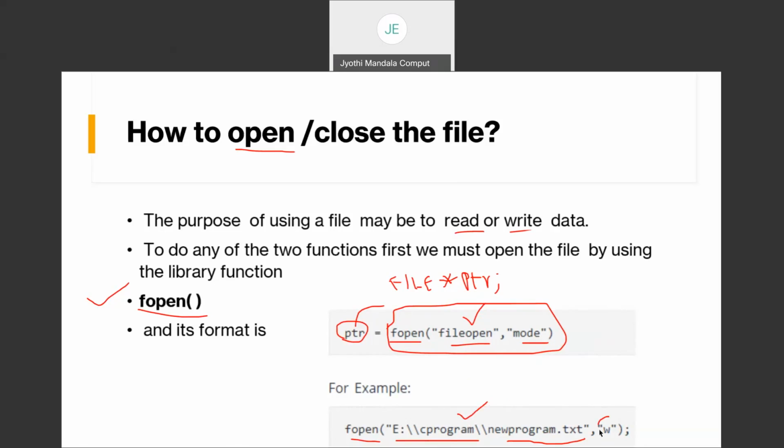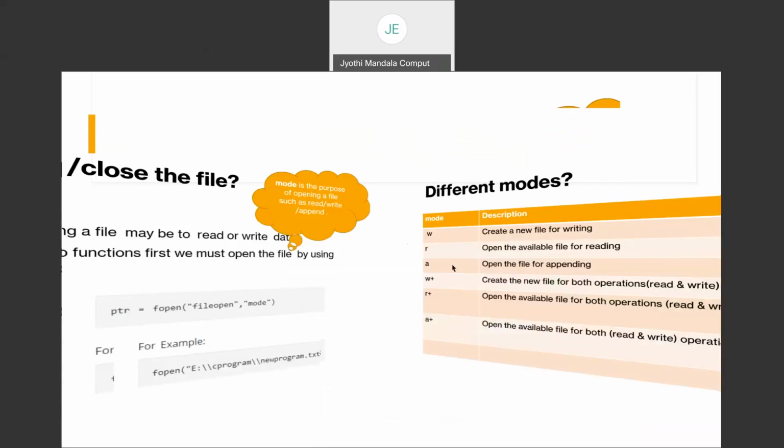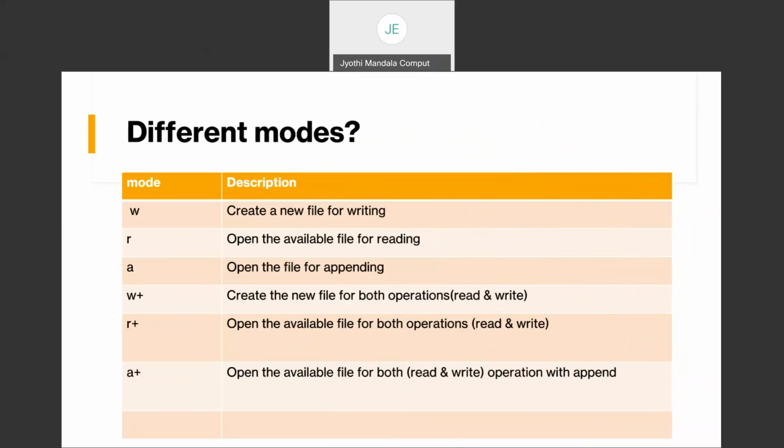And the second one is the mode. Mode will always talk about the purpose of opening your file. That means whether you want to get the data from the file, which is called read, or whether you want to put some data into the file, which is called write, or if you want to add something to the already existing data, which is called append. So normally we have these modes of operations.